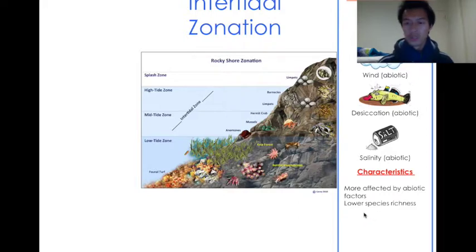Very few organisms can survive. And the organisms that do survive generally are smaller. And so when you think about size being an important factor, it's that surface area to volume ratio really being able to hide away in the cracks and the crevices and reduce the amount of exposure that they have.